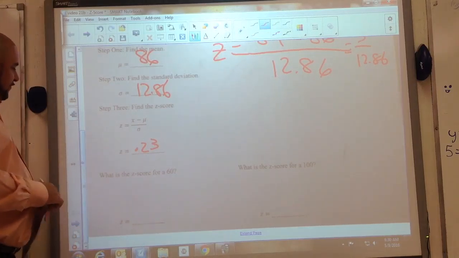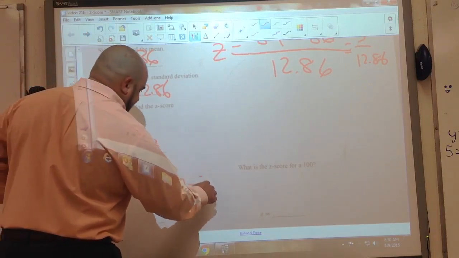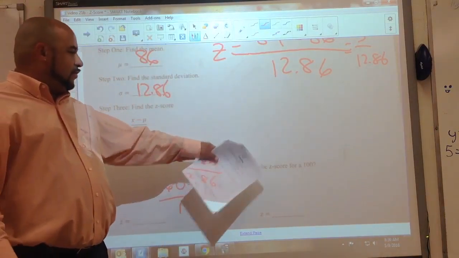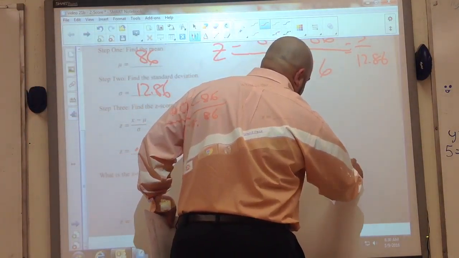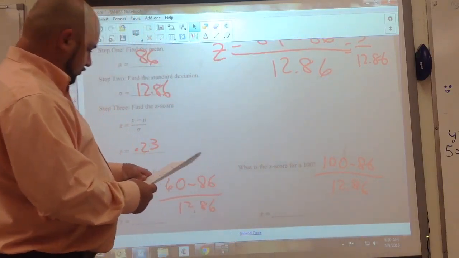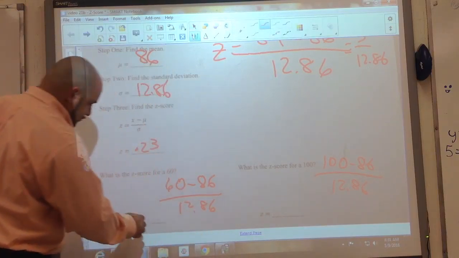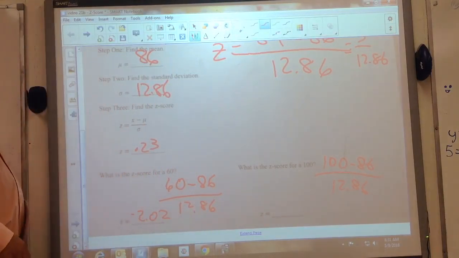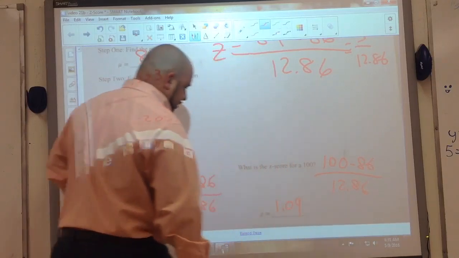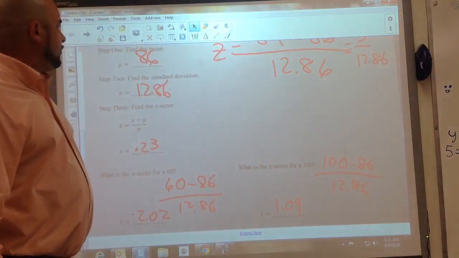So now we do the same thing for what is the z-score for 60. Same process. You have 60 minus, what was the mean? 86, divided by 12.86. And then the other one says what is the z-score for 100. So you'll have 100 minus 86 divided by 12.86. So the one on the left, what did everybody get? Negative 2.02. Yep, negative 2.02. Very good. What about the one on the right? 1.09. Yeah, if you round it to the nearest hundredth, 1.09. Very good.